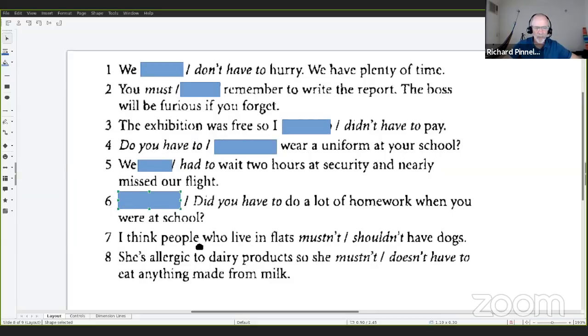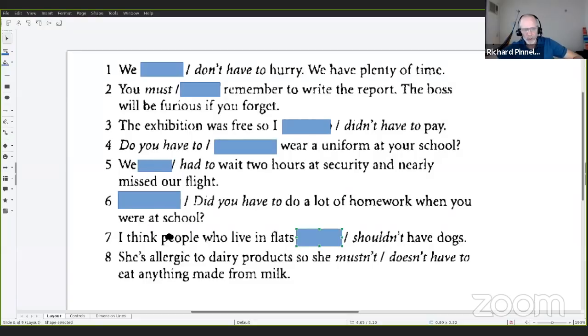I think people who live in flats mustn't or shouldn't have dogs. Aquí flats es departamentos. Creo que la gente que vive en departamentos mustn't have dogs or shouldn't have dogs. Es como una recomendación. Shouldn't. Yeah, exacto. Es una opinión, es una recomendación. Entonces tenemos que decir shouldn't.